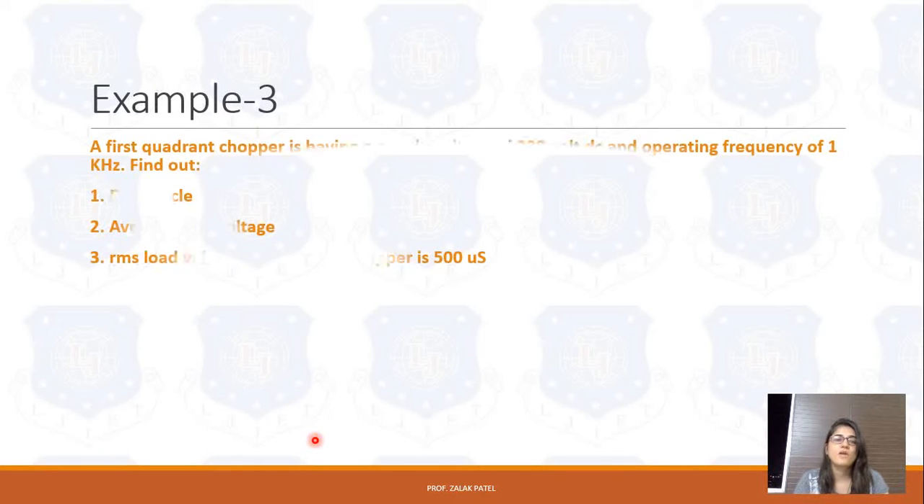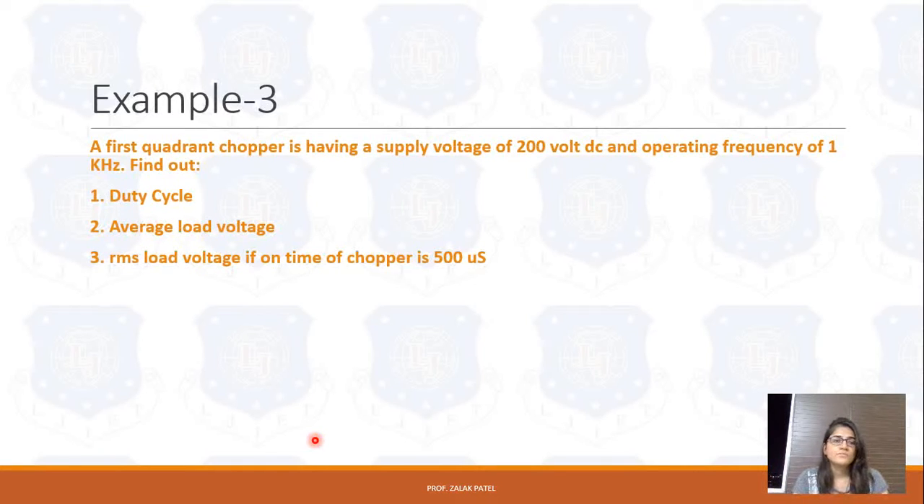Now let's take another example. This is the problem statement: a first quadrant chopper has a supply voltage of 200 volt DC and an operating frequency of 1 kHz. Find the duty cycle, average load voltage, and RMS load voltage if the on time of the chopper is 500 microsecond.